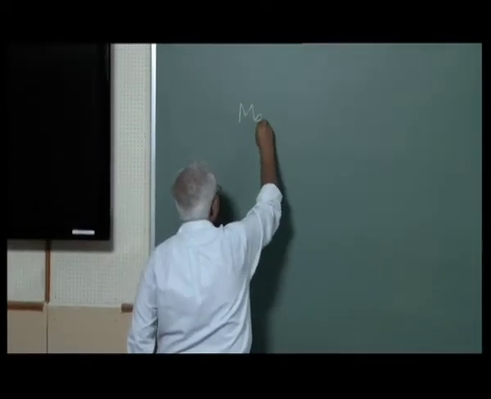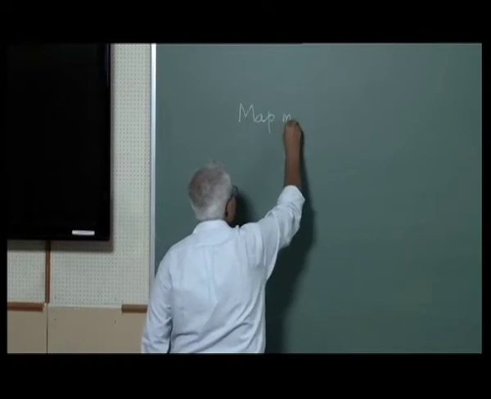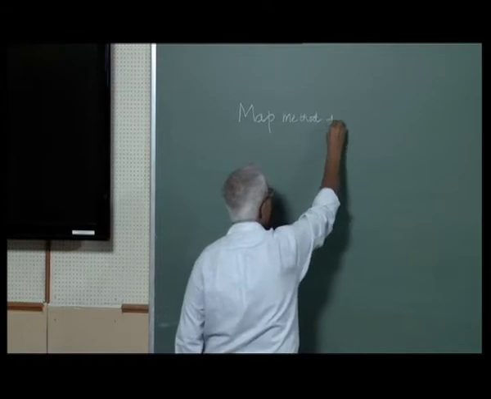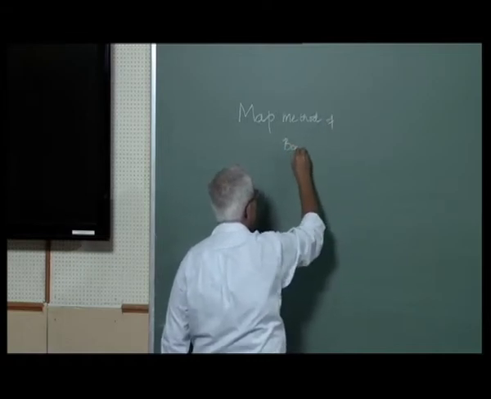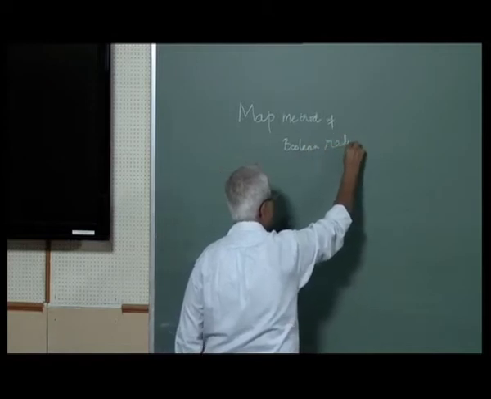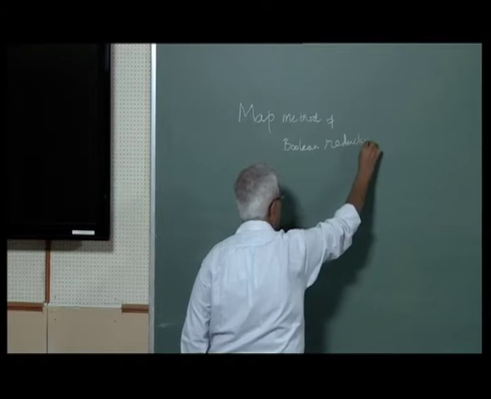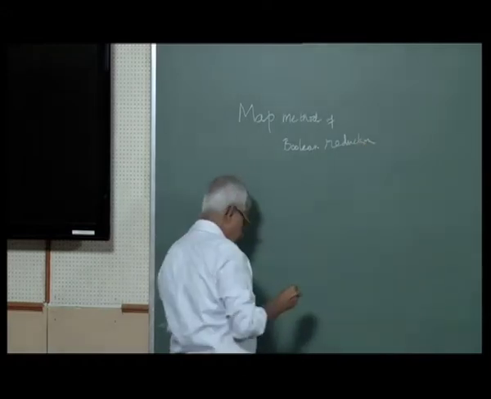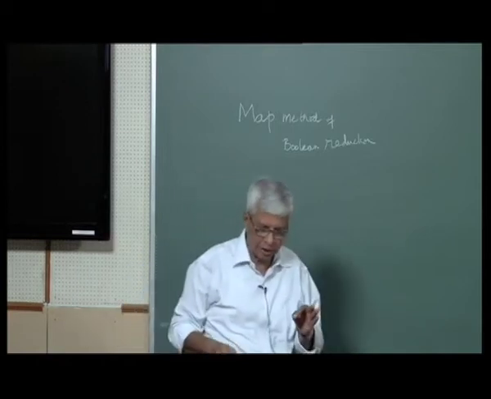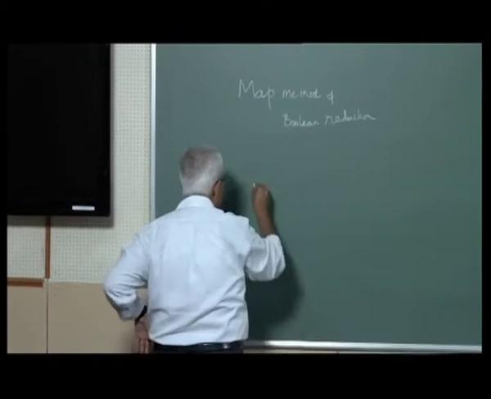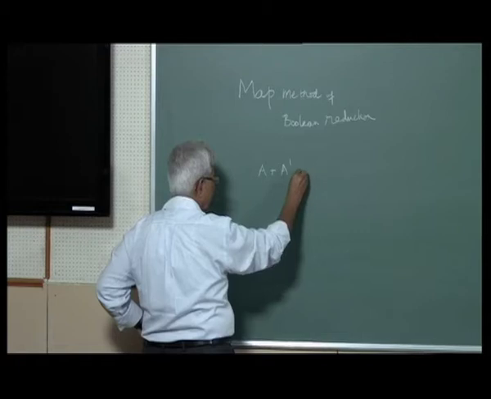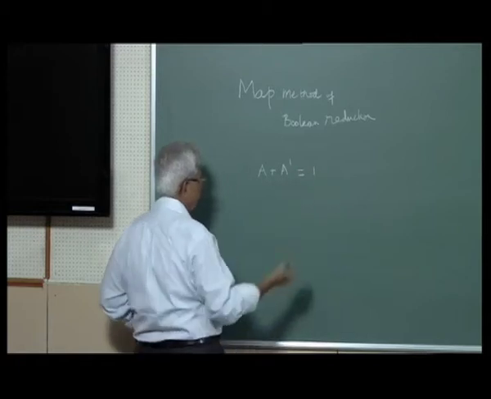Map method of Boolean simplification or Boolean reduction. This is based on a very simple Boolean algebra rule, which is A plus A bar is 1, or X plus X bar is 1.